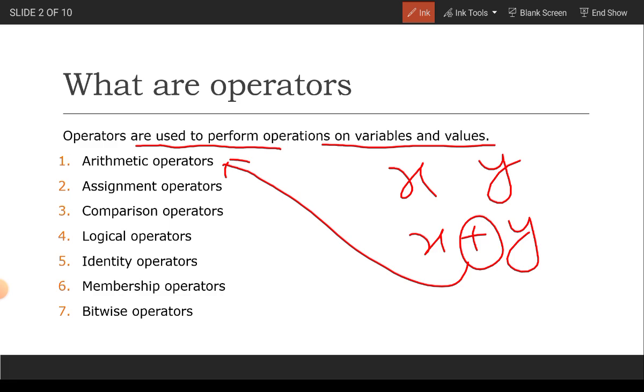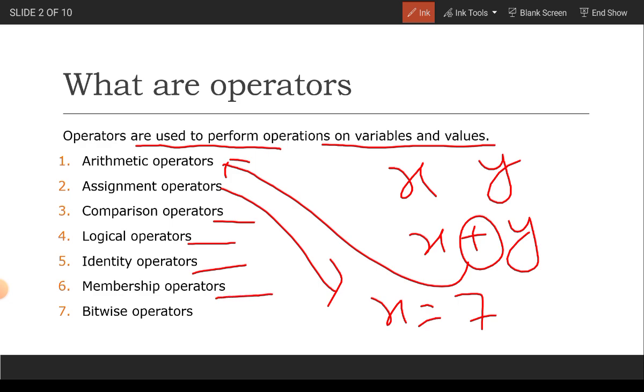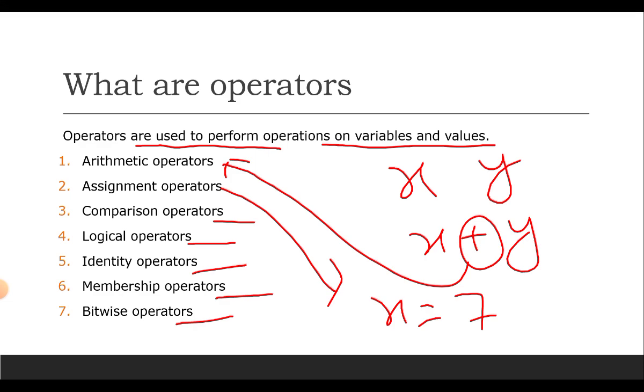In the same way, what is the assignment operator? Like if we want to assign x is equal to 7, then this is the work of the assignment operator. We will study all about these in the upcoming slides, but let's get familiar with the names. The third one is the comparison operator. After that we will discuss the logical operators, then identity operators and membership operators, and then bitwise operators. These are the interesting ones. Okay, so let's begin with the arithmetic operators.